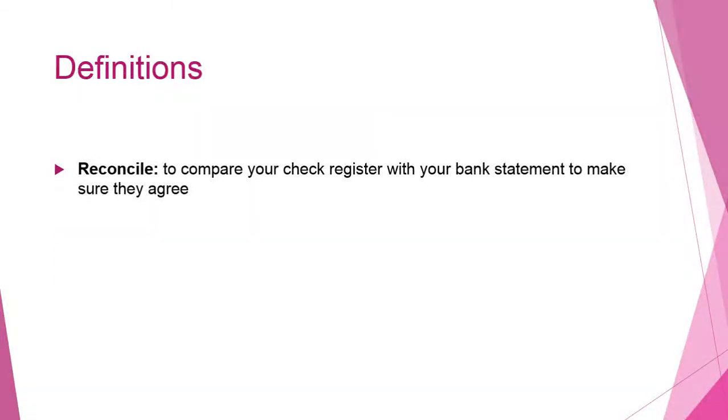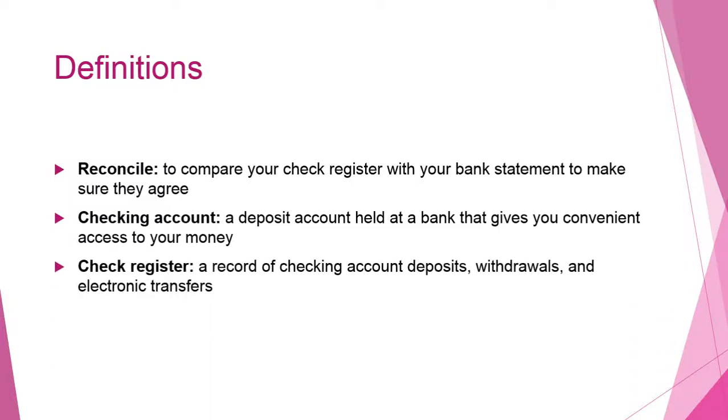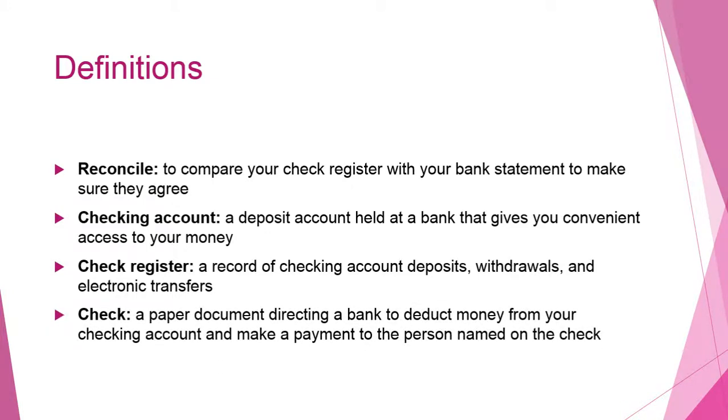First term is reconcile, which is to compare your check register with your bank statement to make sure that they agree. Checking account is a deposit account held at a bank that gives you convenient access to your money. Check register is a record of checking account deposits, withdrawals, and electronic transfers. A check is a paper document directing a bank to deduct money from your checking account and make a payment to the person named on the check.